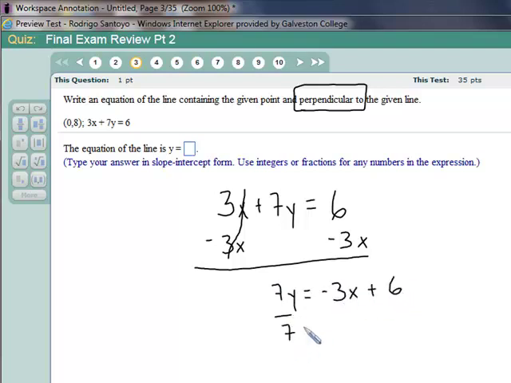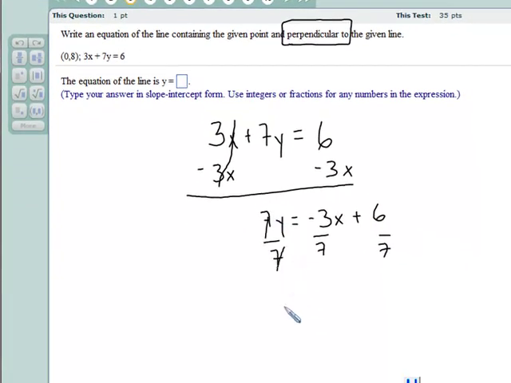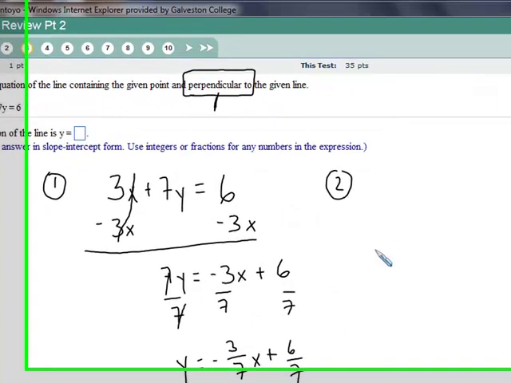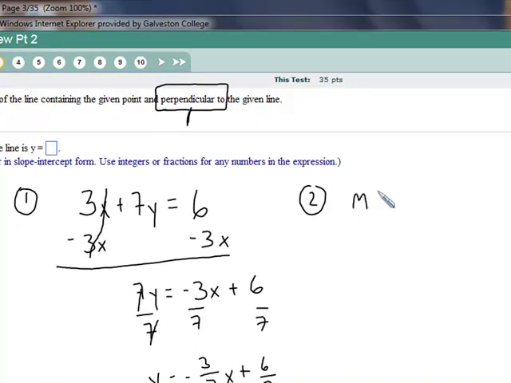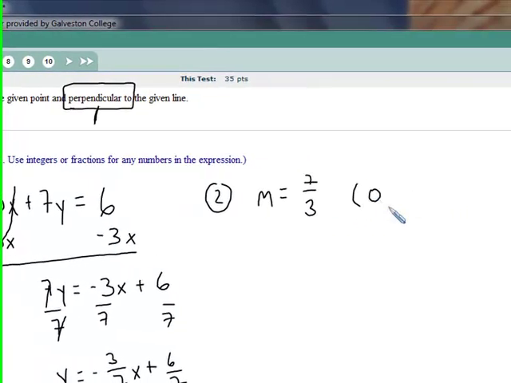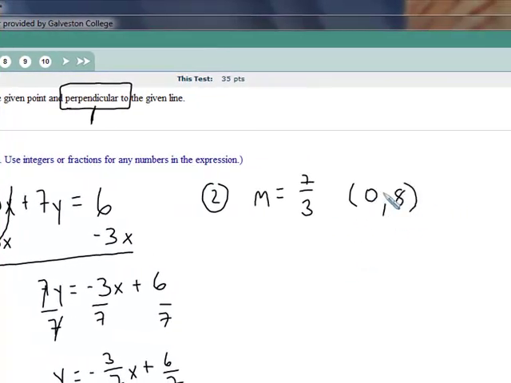Then to get y by itself, we just divide each part by 7. That way our 7's cancel. We'll be left with y equals negative 3 over 7x plus 6 over 7. So that's the first thing we did. The second thing we're going to do now is identify our slope. Because this slope's negative and we want it to be perpendicular, it's going to be the opposite and the reciprocal. So our new slope will be 7 over 3. And the point that is given to us is a very nice point. This is our y-intercept.